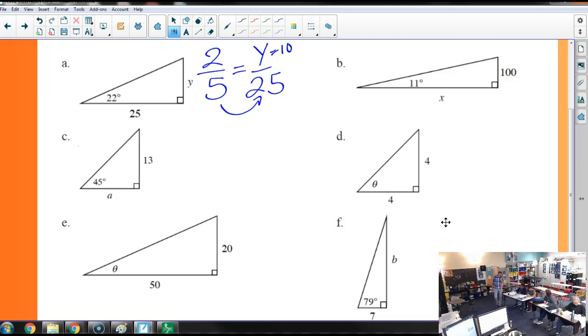We should have 6 proportions. Oh, just answers. Don't put down just answers. We talked about why.